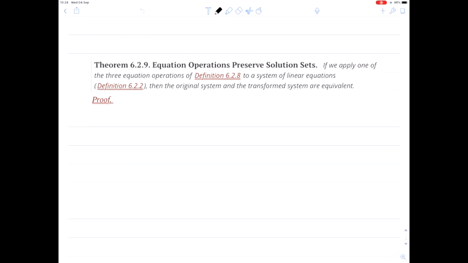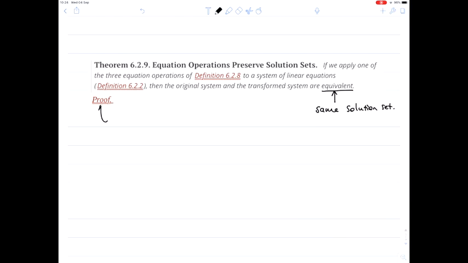So the theorem that we have says that the equation operations we've just talked about preserve solution sets. Writing it out formally as a theorem, if we apply one of the three equation operations that we just saw to a system of linear equations, then the original system and the transformed system are equivalent. So remember we said that the two systems will then have the same solution set. So this is very useful. It gives us a way of transforming some possibly quite complicated linear system into something that's much easier. And that is essentially what we're developing a routine for.